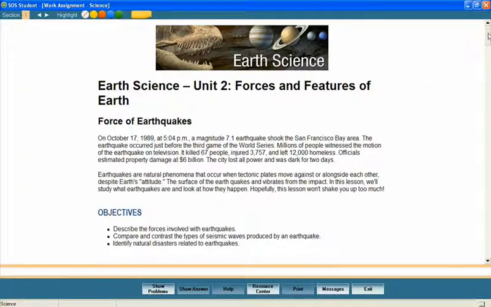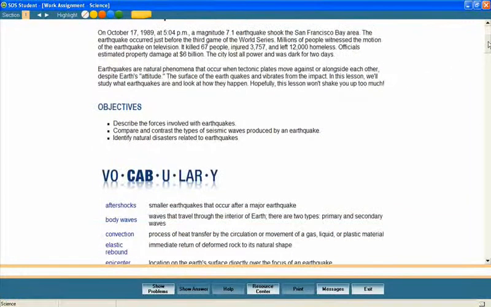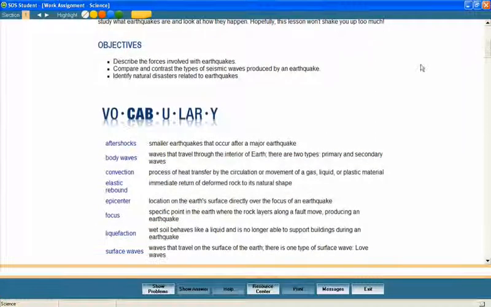Most lessons begin with a brief introduction and a list of goals or objectives for the lesson. These objectives help students stay focused on important lesson content and provide parents with an effective way to measure mastery of lesson content. The objectives for this lesson are: describe the forces involved with earthquakes, compare and contrast the types of seismic waves produced by an earthquake, and identify natural disasters related to earthquakes.